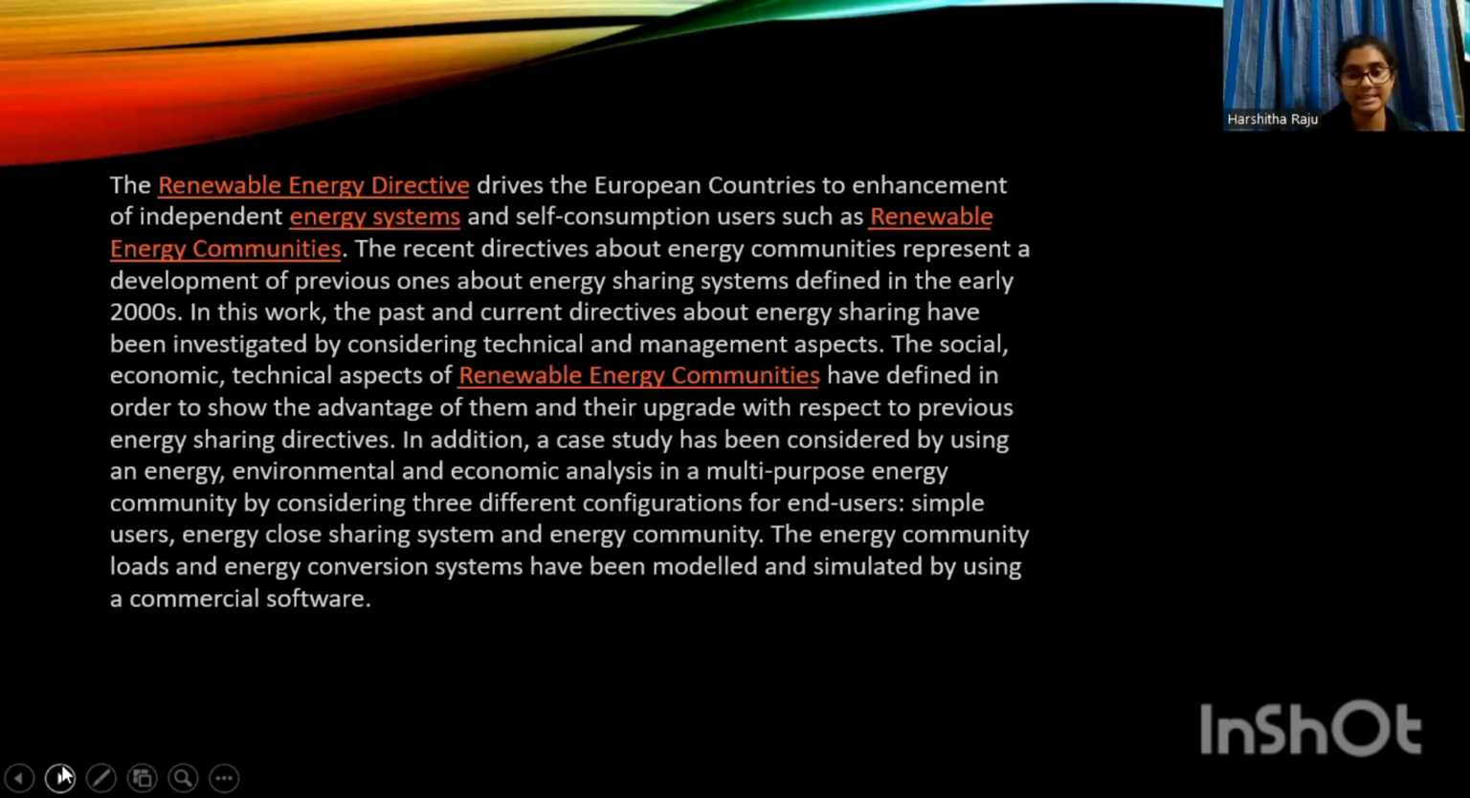In addition, a case study has been considered using an energy, environmental and economic analysis in a multi-purpose energy community, considering three different configurations: end users and simple users, energy close sharing system, and energy community. The energy community loads and energy conversion systems have been modeled and simulated using commercial software.